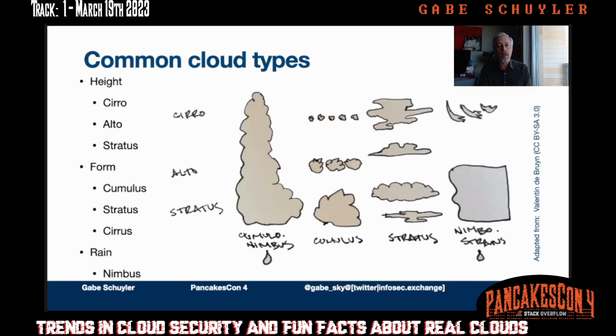Here are some common types. The Wikipedia page for types of clouds is long. But in general, the nomenclature came from a British chemist somewhere around 1800, which is that depending on the height of a cloud, you can call it stratus, alto, or cirro. And depending on the form of a cloud, you can distinguish between cumulus, stratus, and cirrus clouds. And nimbus really just seems to indicate that it's going to rain. So those are the general types of clouds.